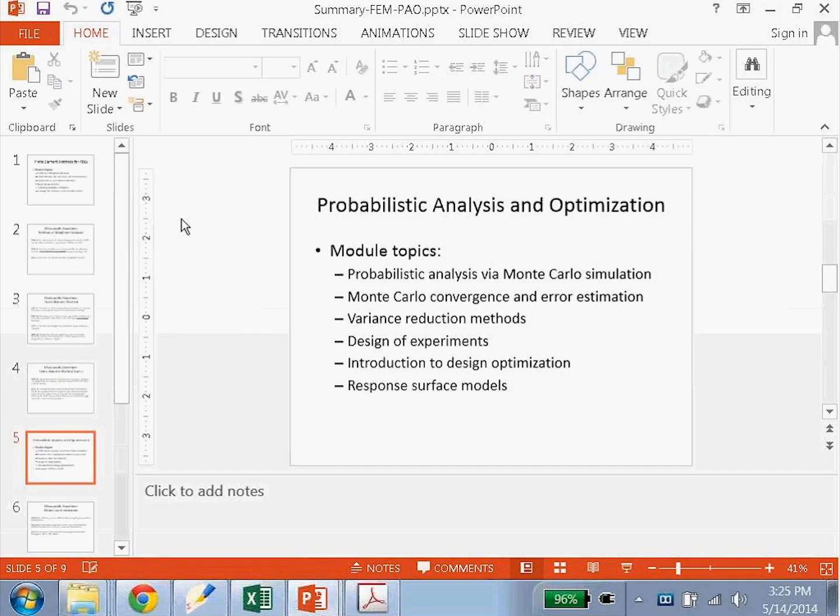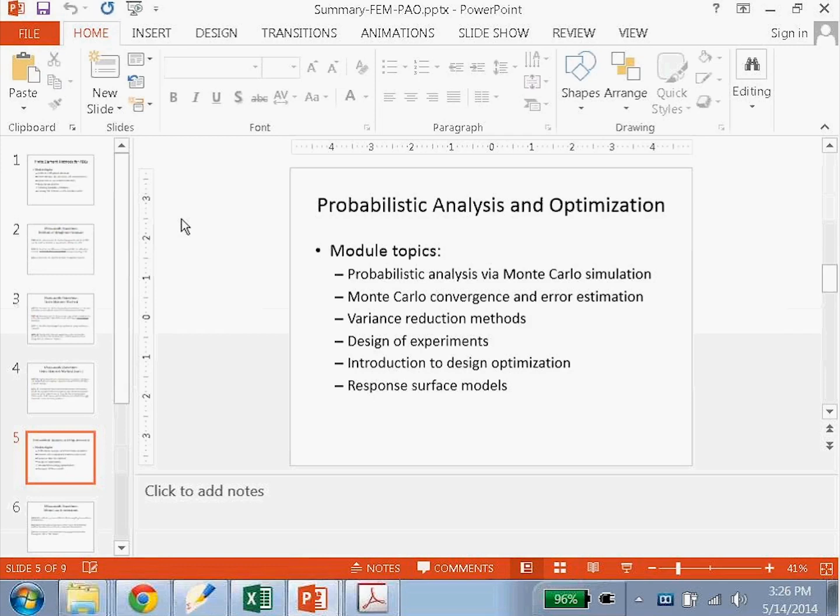And so this is probabilistic analysis and optimization. So I'm going to start numbering from 1 again. So again, Monte Carlo simulation. I hope by now after the project you feel pretty comfortable with the idea.